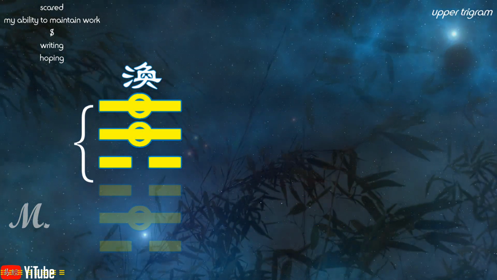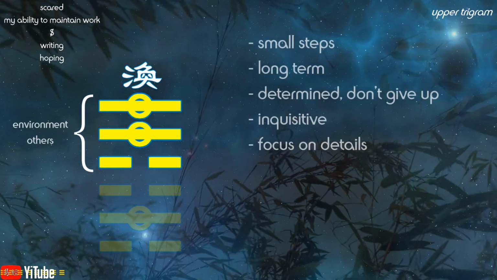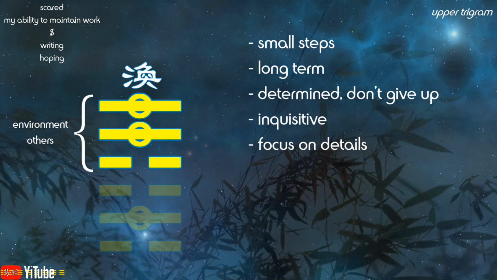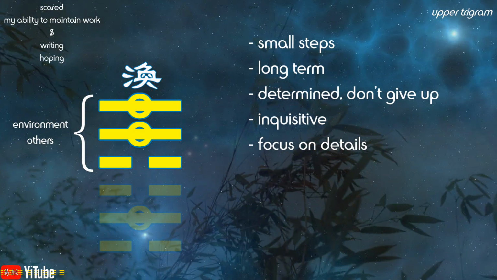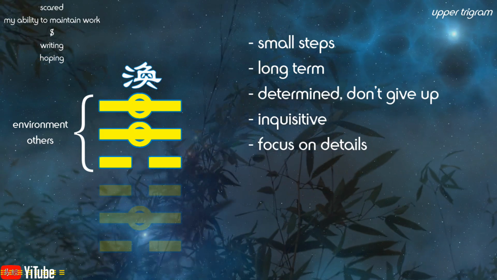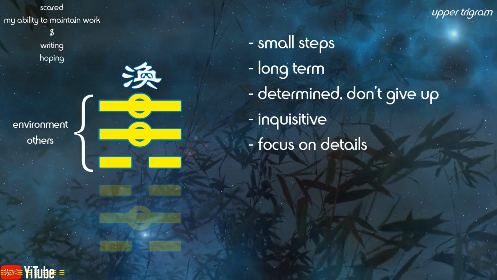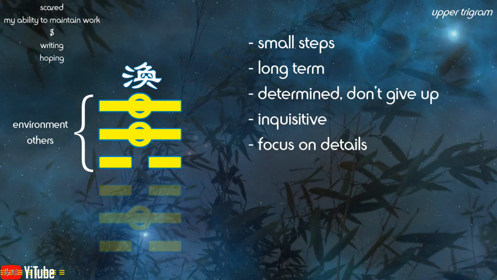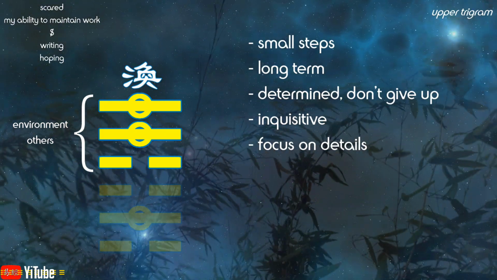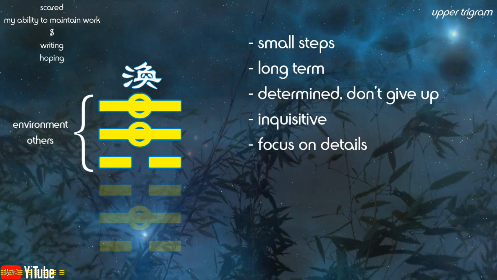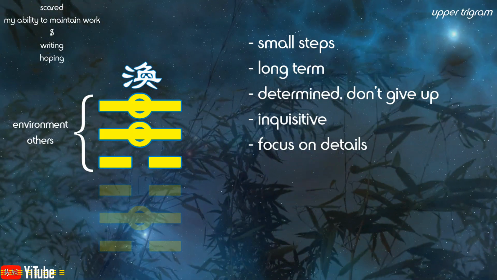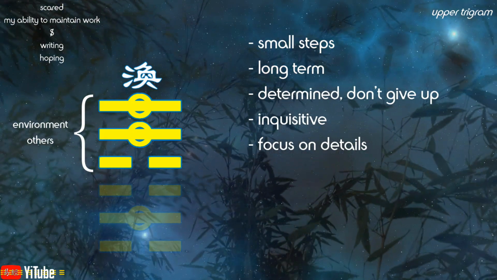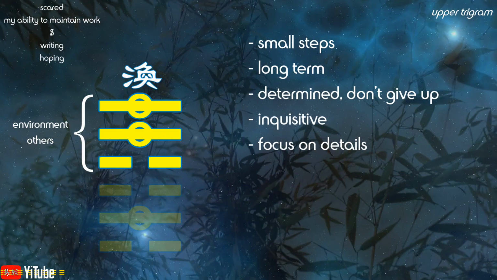The upper trigram is wind. Wind does everything in small steps and works on the long term. It is determined and never gives up. It is undaunted by hindrances because it knows that every hindrance is temporary and can be circumvented. It is inquisitive by nature and focuses on details that make the final outcome more certain and reliable.